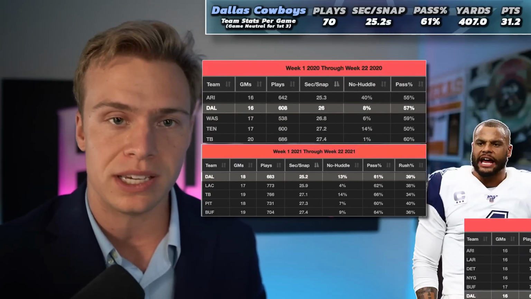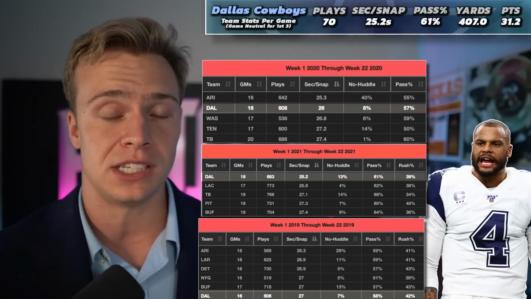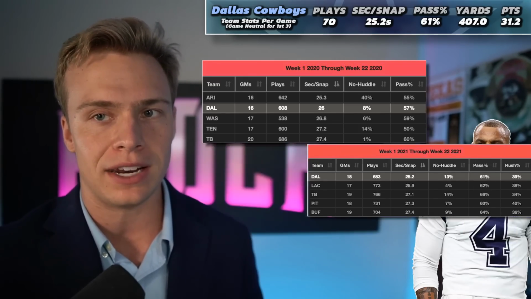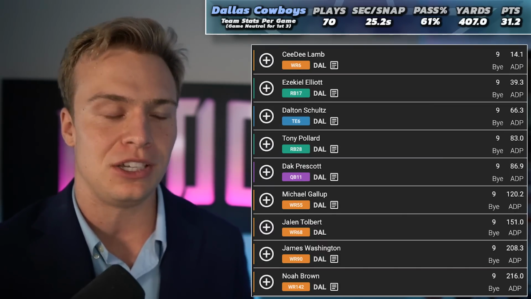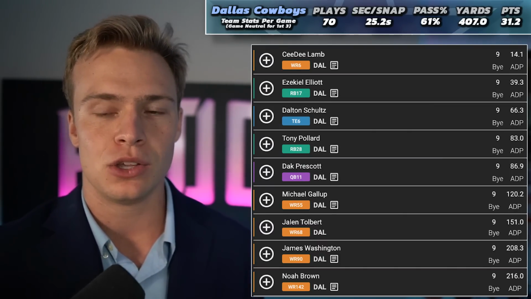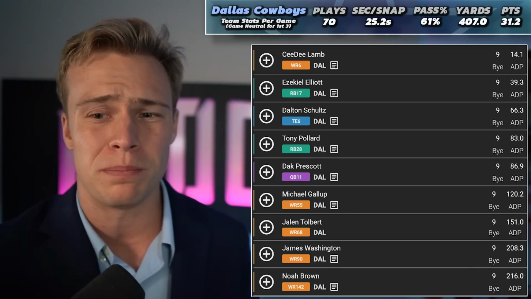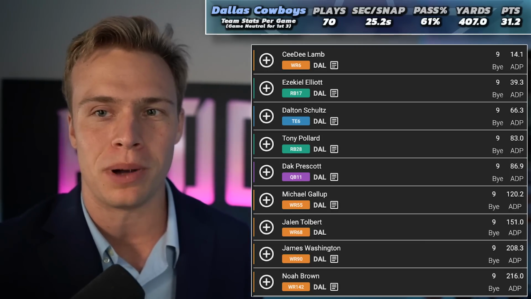Dallas is a very safe option as well. Dallas was number 6 in 2019, number 2 in 2020, and number 1 in 2021, coming off a season where they also scored the most overall points in the NFL. But can we take advantage of this? Not necessarily. If we look at this, Dak Prescott's being drafted inside the top 10 quarterbacks. You have Ezekiel Elliott being drafted as a mid running back 2. You have Tony Pollard being drafted almost as the top 24 running back. People are really on that Tony Pollard train.